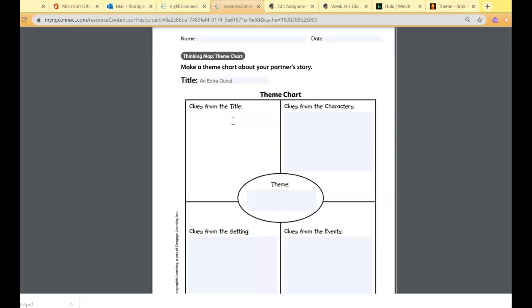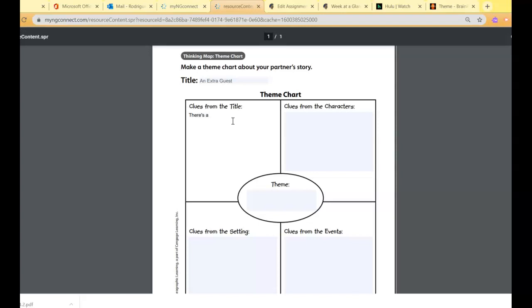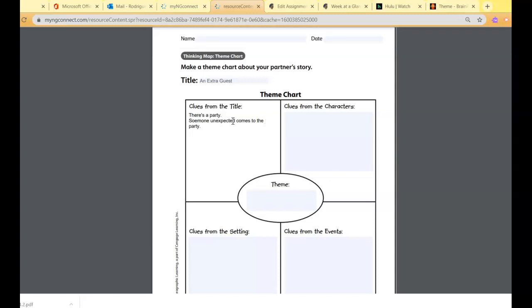Well, if it's an extra guest, we know that what? There's going to be a party or some sort of a gathering, and someone unexpected comes to the party. And we know just from looking at that title that without even hearing the story, we knew that it was going to be someone who wasn't originally invited to the party, someone who just came to the party.